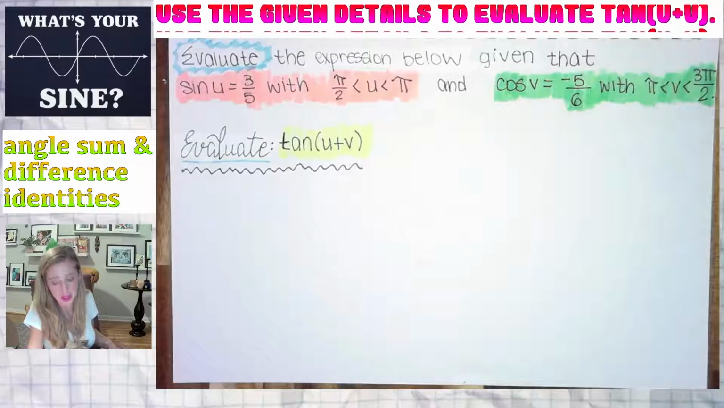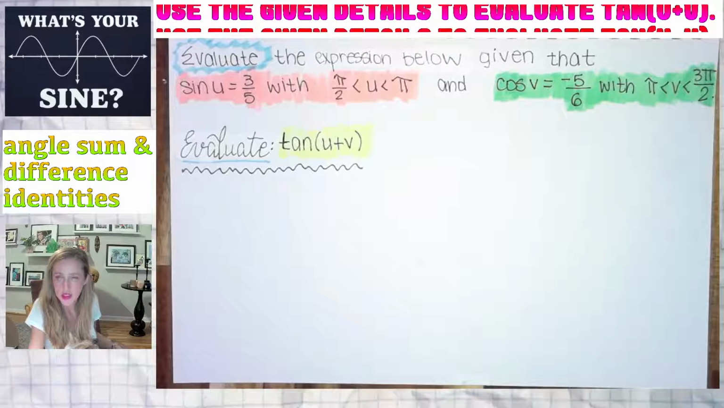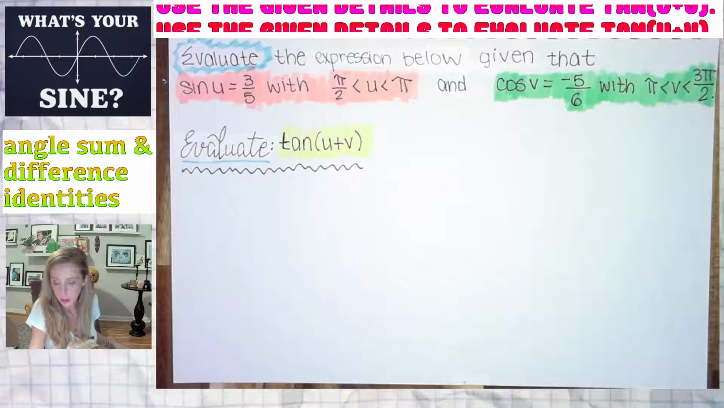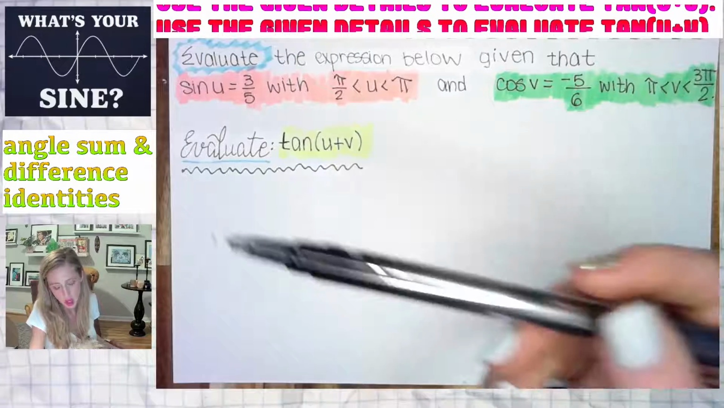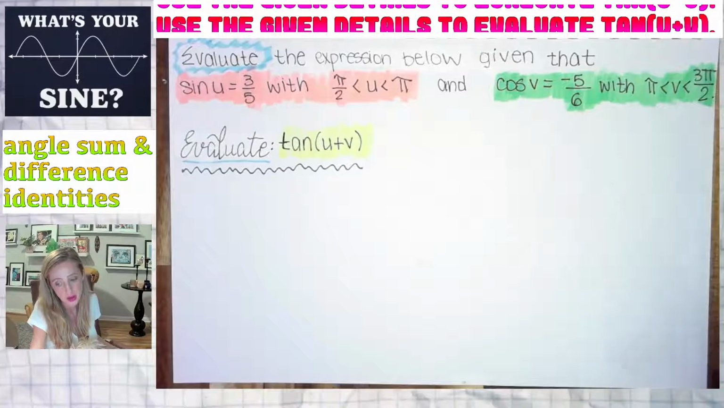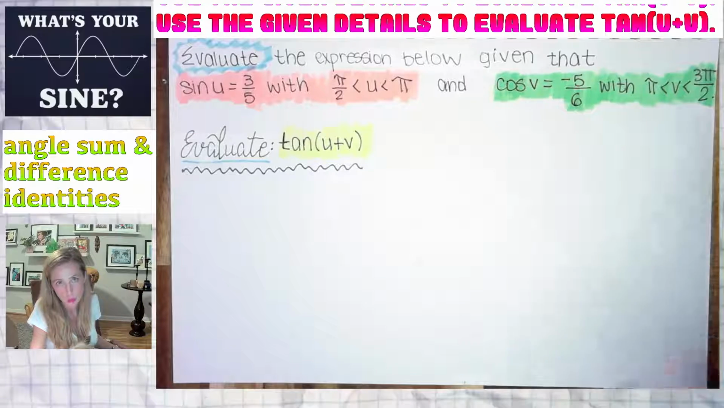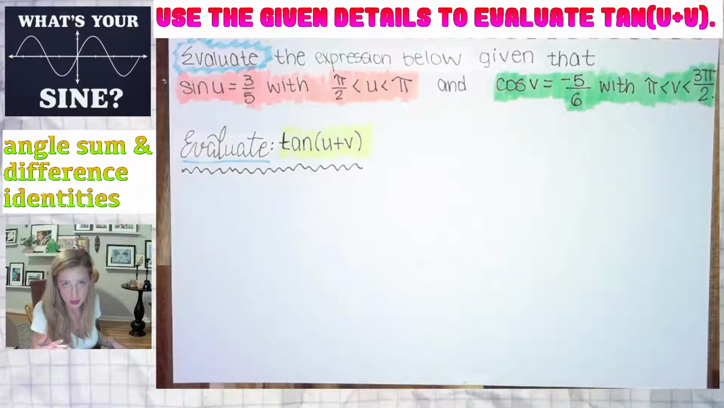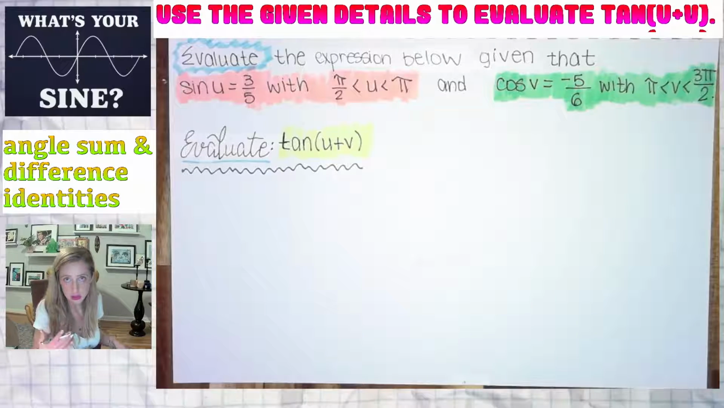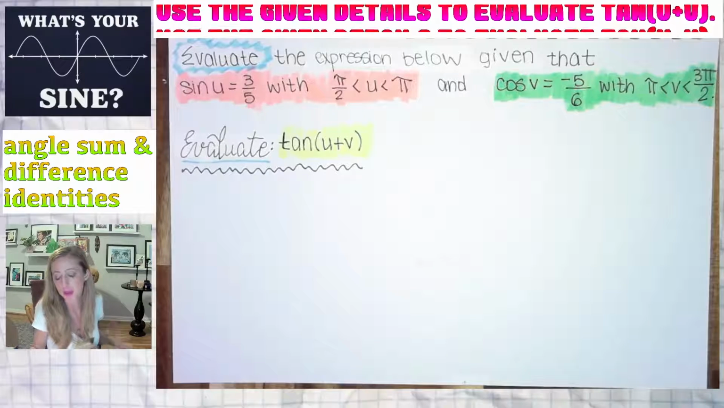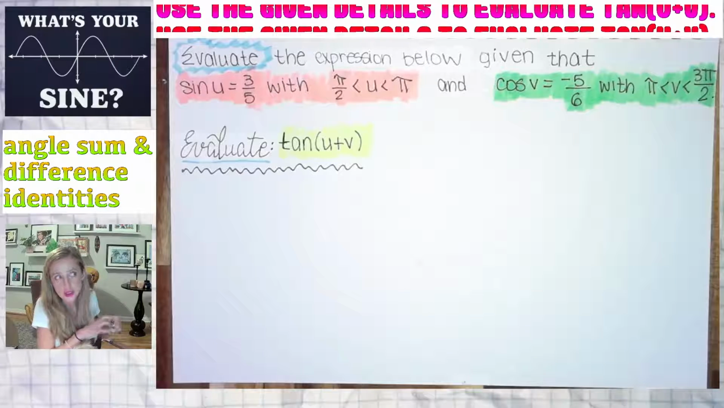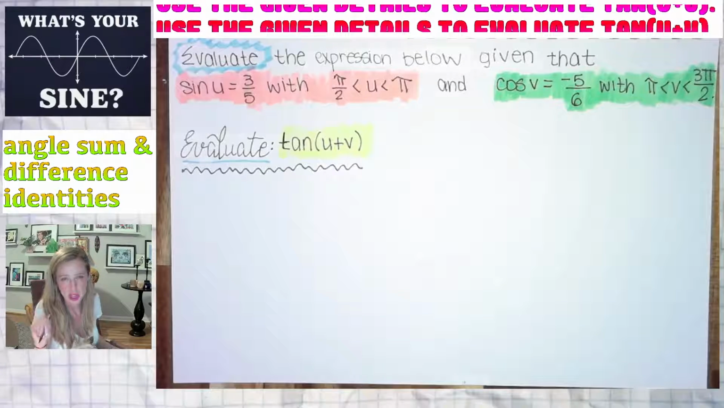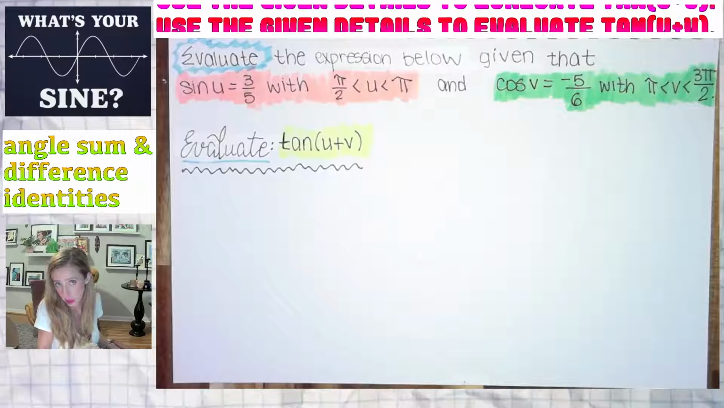We are going to find tangent of U plus V, and similar to an earlier example I did, which will be shared below in the description box, you can opt to find tangent of U plus or minus V using sine over cosine of U plus or minus V, or using the identity specifically for tangent. In the earlier example, it turned out to work out a little bit nicer when we use the tangent identity, so let's see if that's true this time.